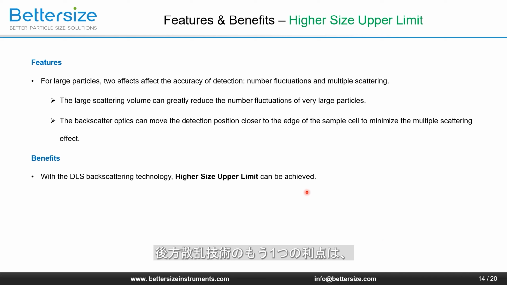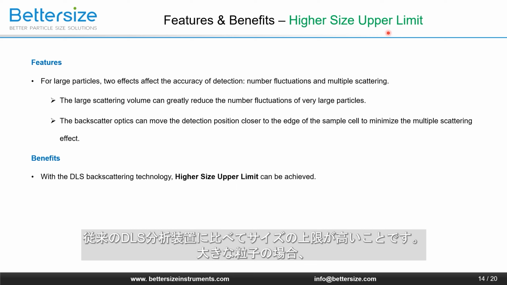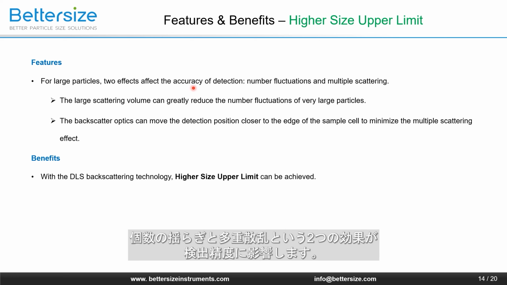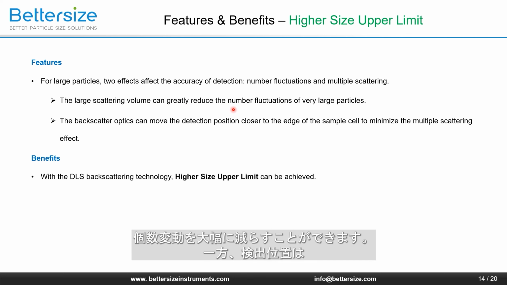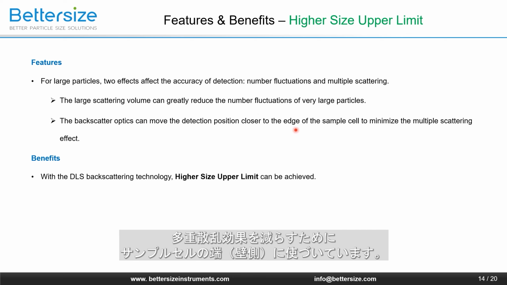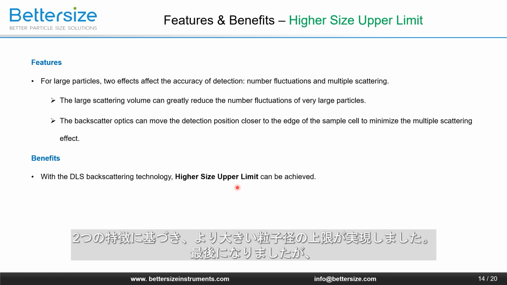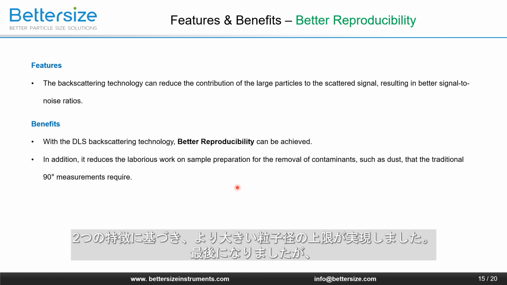Another benefit of the backscattering technology is higher size upper limit as compared to the conventional DLS analyzers. For large particles, two effects affect the detection accuracy, which are number fluctuations and multiple scattering. On the one hand, the increased scattering volume, which I have mentioned previously, can greatly reduce the number fluctuation of very large particles. On the other hand, the detection position is moving closer to the edge of the sample cell to reduce the multiple scattering effect. Based on the two features, higher size upper limit can be realized.